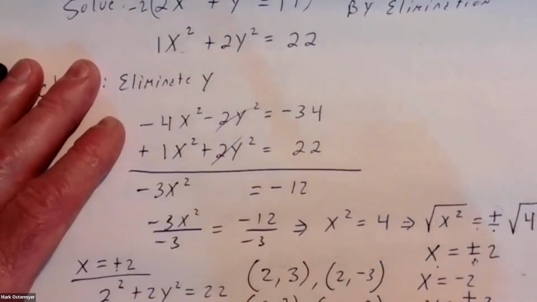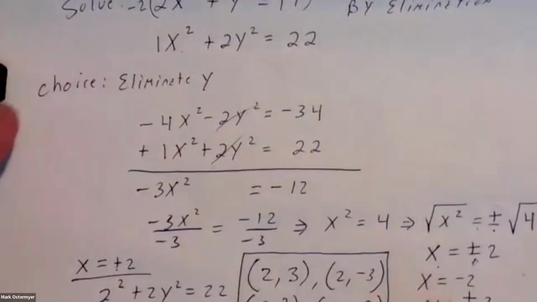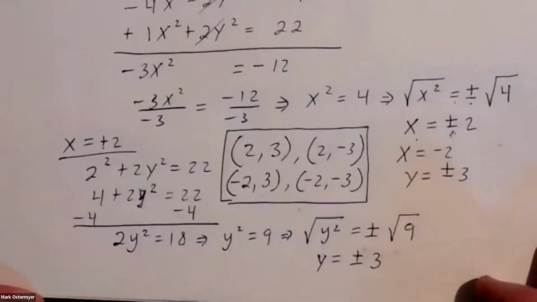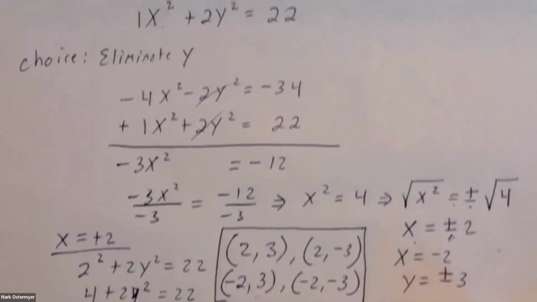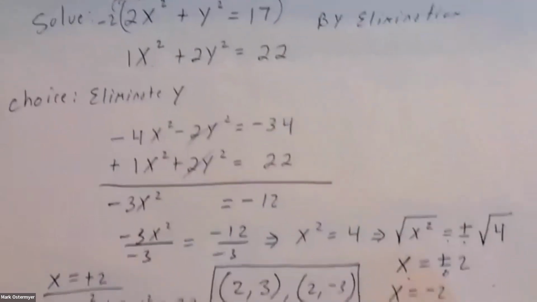We have 4 ordered pair solutions to this nonlinear system of 2 equations and 2 unknowns. There's all your solutions right here. Any questions how I got those 4 solutions to that system? By using the elimination method, I solved that system.